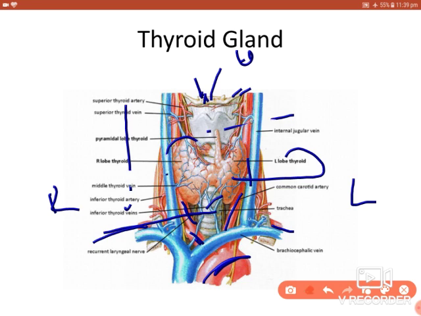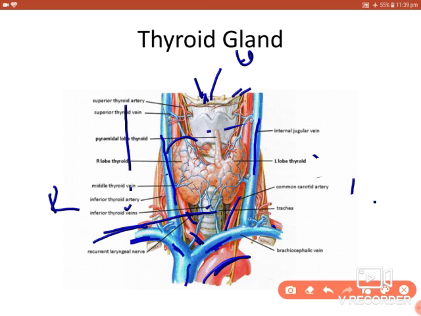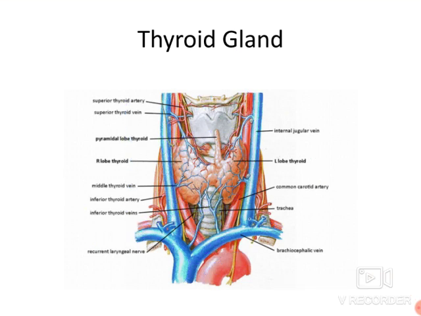In the lateral aspect of this gland, here you can see the internal jugular vein. Here the subclavian forms the right and left brachiocephalic, which then join to form the superior vena cava. Here you can see the common carotid artery. This thyroid gland lies on the anterior and lateral side of the neck. It is highly vascular and is the largest endocrine gland.